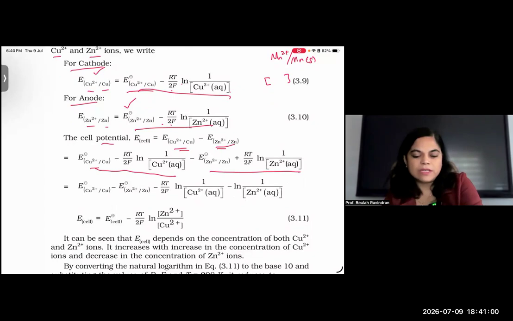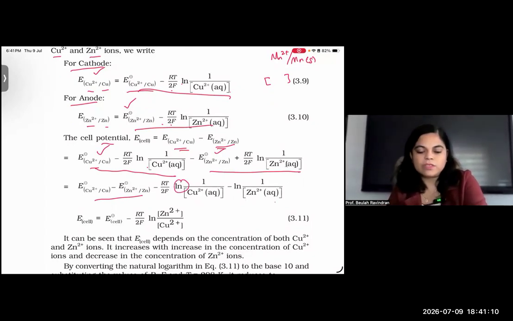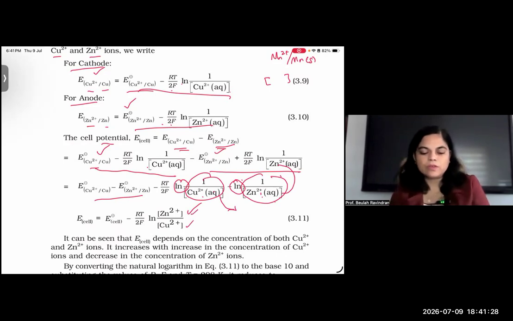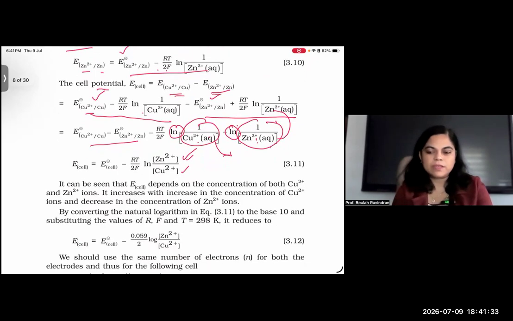Then you can take up the first term and the third term separately, and the second and fourth term separately, and then you can use the ln equation. So ln A minus ln B will be ln A by B. So zinc 2 plus comes to the numerator and copper 2 plus comes to the denominator, I mean the concentrations. I hope it is clear for your students. If you're not clear, then I'll write it again.